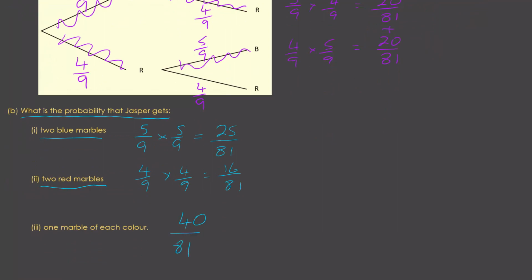The other way of doing that, once we had these 2 results, is that we know that all of the possible outcomes must total to 1, because it's certain that we're either going to get blue-blue, blue-red, or 1 of each. So the other way of getting this result would have been to do 1, take away the other 2 results that we knew. And if you do that, you'll find that you do get this score.